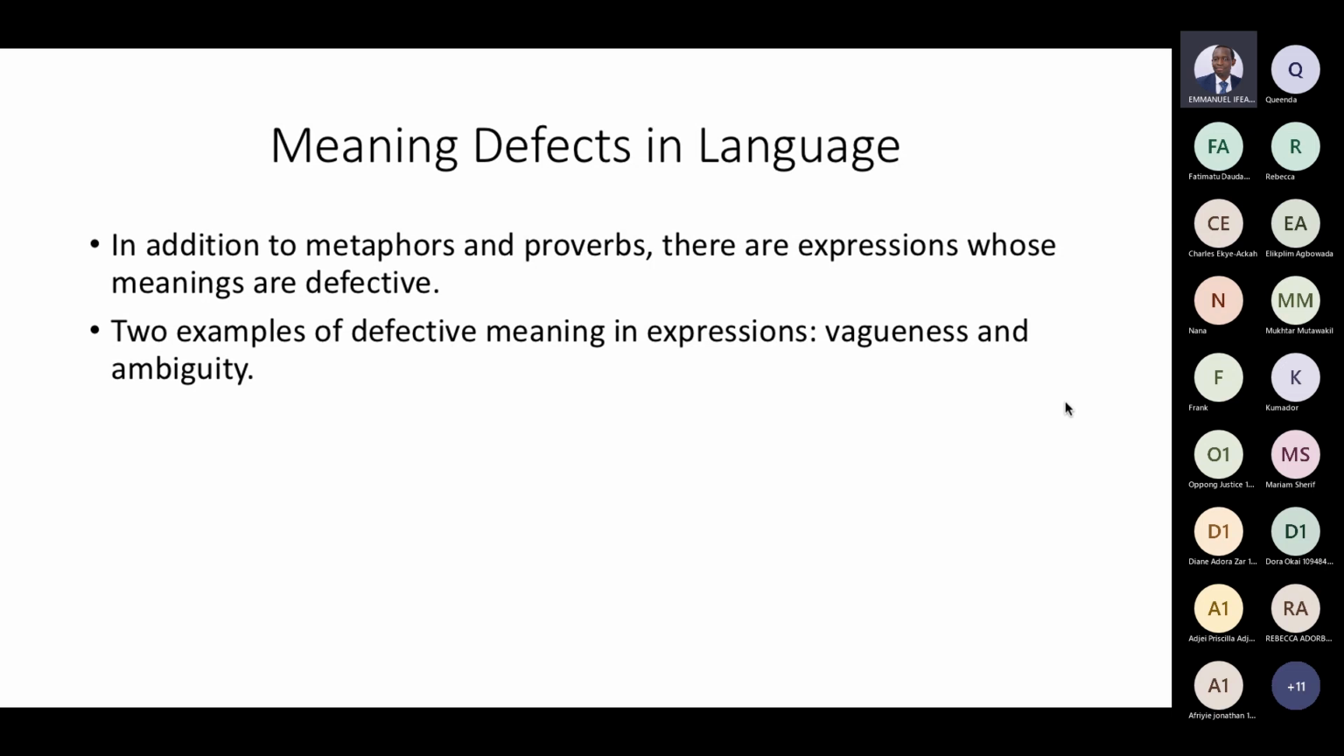So if you are reading a passage and you intend to apply logical reasoning to it, you first of all have to see if the passage is free from vagueness and ambiguity. So let's look at both of them.